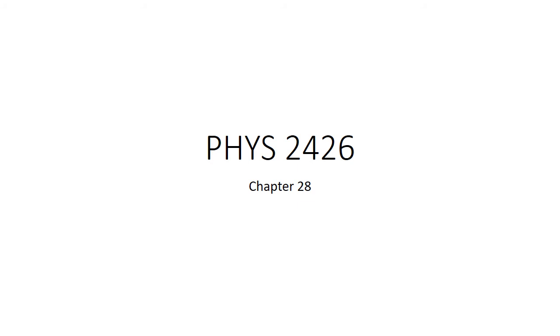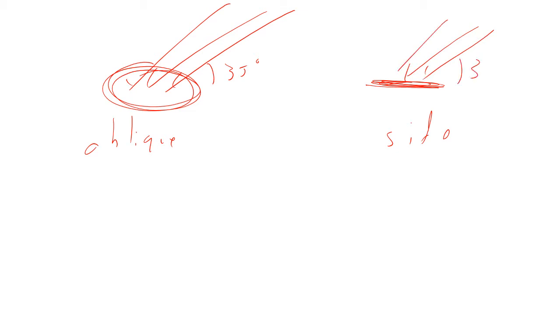All right, so let's do an example in which we have a coil of wire. We have a coil of wire here, and we have a magnetic field at an angle that is 35 degrees from the plane of the wire. So this is like an oblique view. A side view would be a coil of wire here, and the field is coming in at an angle of 35 degrees. So there's the magnetic field.